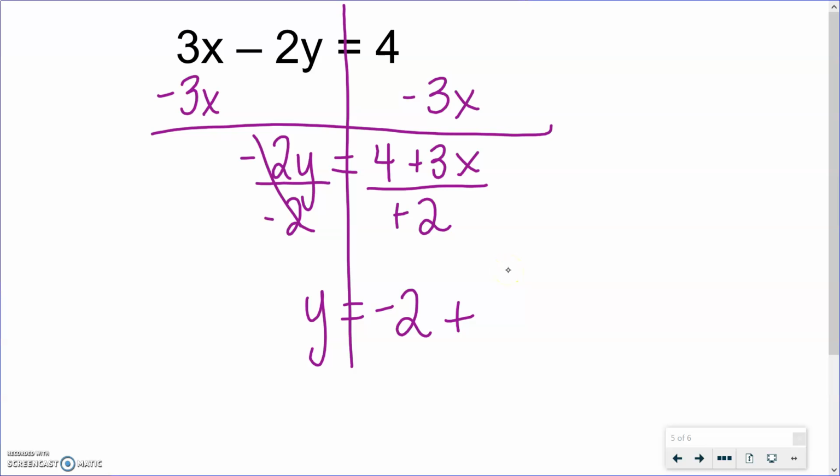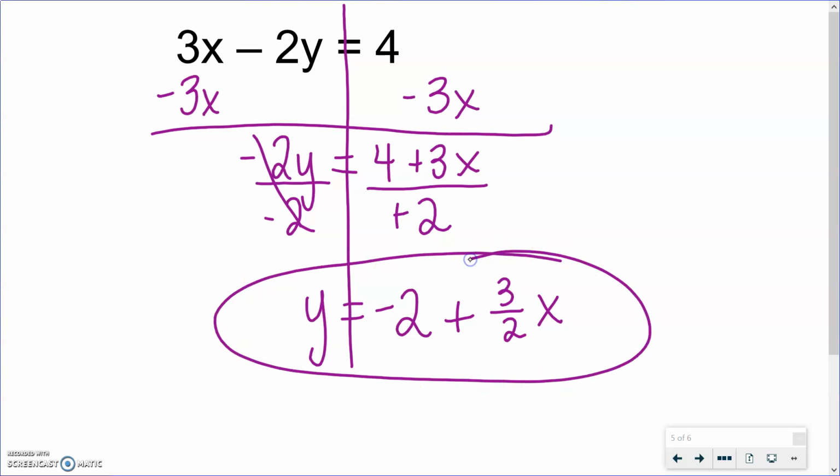Sorry for the bell there. Negative 3 divided by negative 2 becomes positive, so we just have plus 3/2 x. And that is our equation. y equals negative 2 plus 3/2 x.